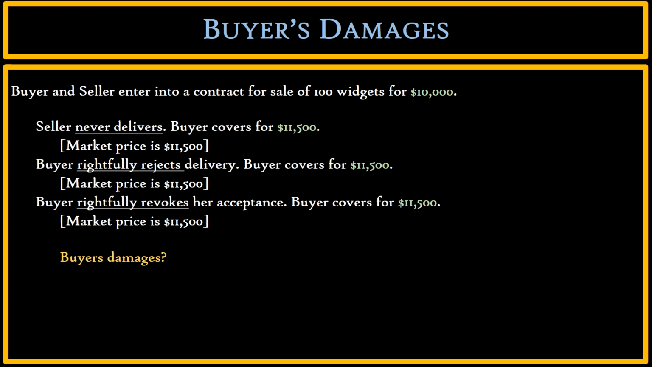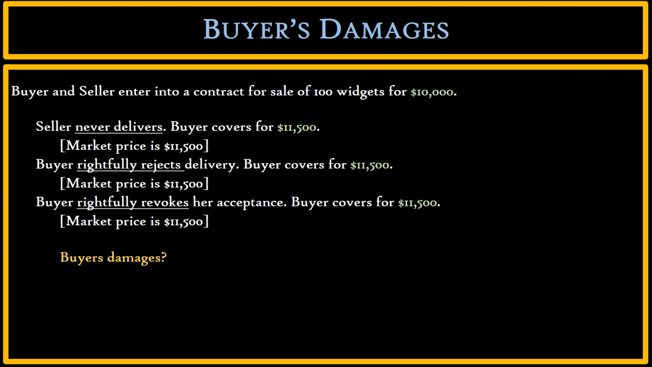Seller breaches. How does seller breach? Well, seller never delivers and buyer covers. Buyer goes out and finds substitute goods for $11,500. So that also means that the market price is $11,500. Think of that as virtual cover. The market price is $11,500.